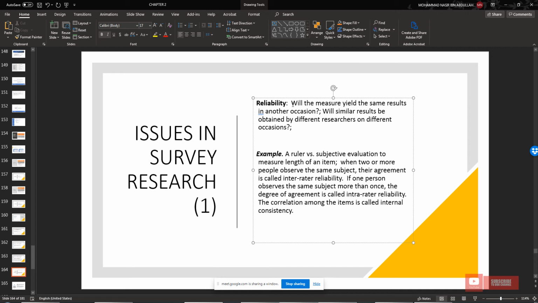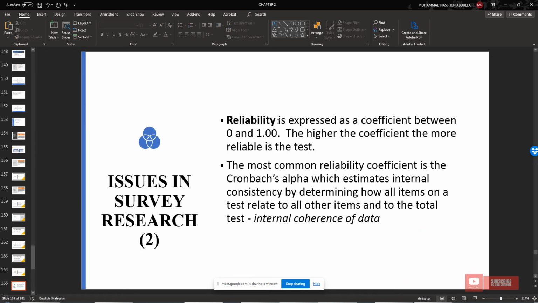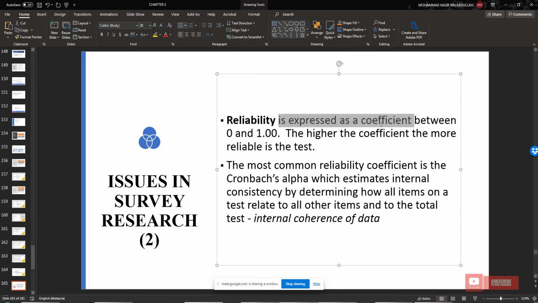So when you build or design a questionnaire, you should not design based on what you think. You should design based on the literature, with the guidance of your objective, right? You cannot go outside your objective. Every question you ask must be based on your objective. Reliability is expressed as a coefficient between 0 and 1.